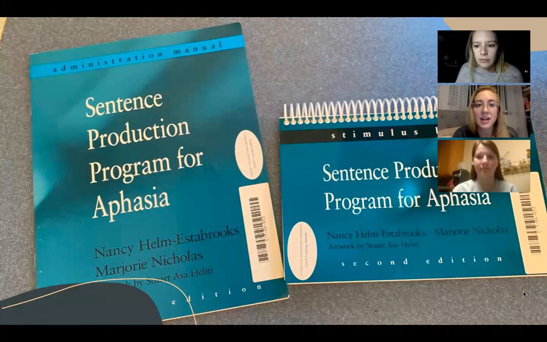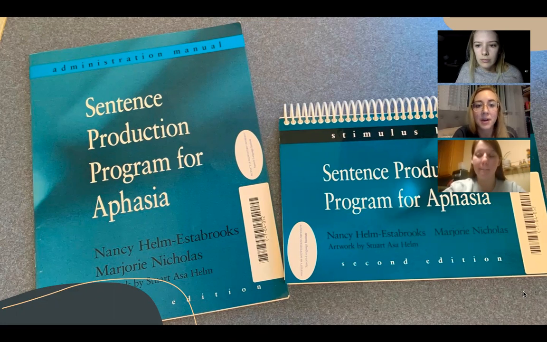We will be demonstrating the sentence production program for aphasia. Gabby will act as the clinician and Natasha will act as the patient. The goal of this program is to increase syntactic complexity with 8 different sentence types. Each sentence has 2 levels of difficulty. Each session is designed to increase the syntactic complexity.